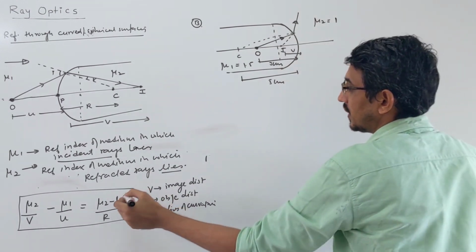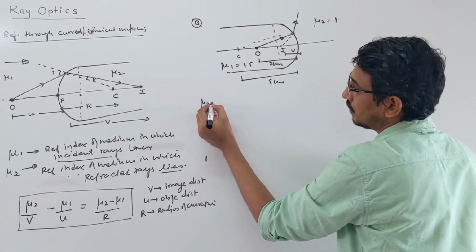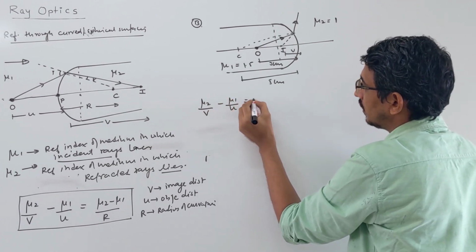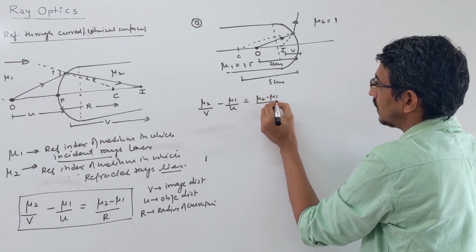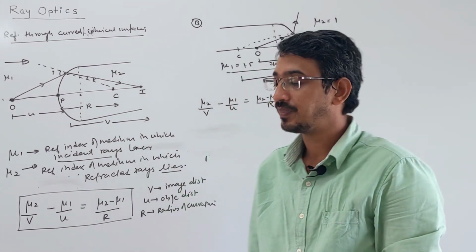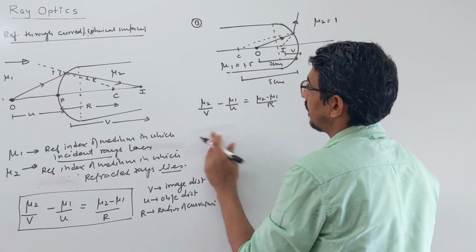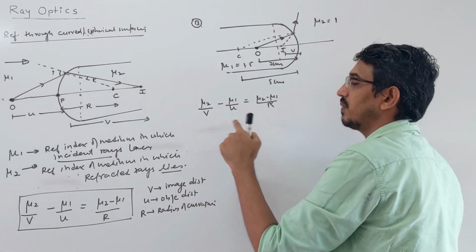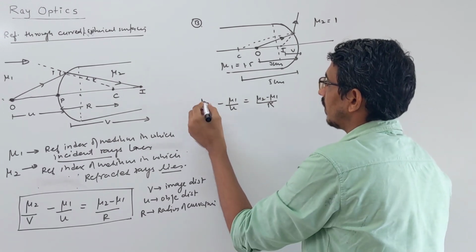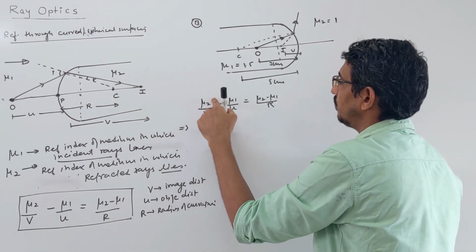The normal formula here is mu2 by v minus mu1 upon u is equal to mu2 minus mu1 by r. Correct. Now let's put the sign conventions. Let me put the sign convention for v, u, v and r first. Okay, look, let's put the values also.